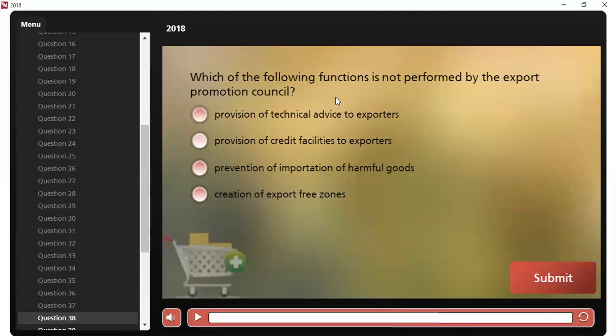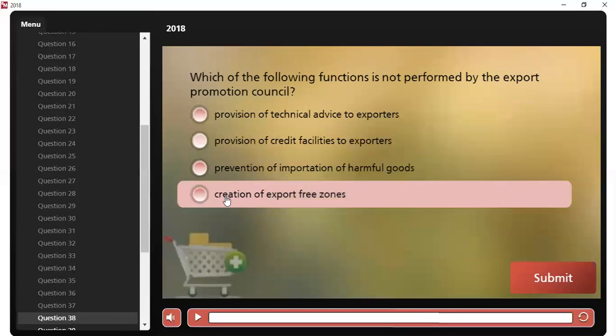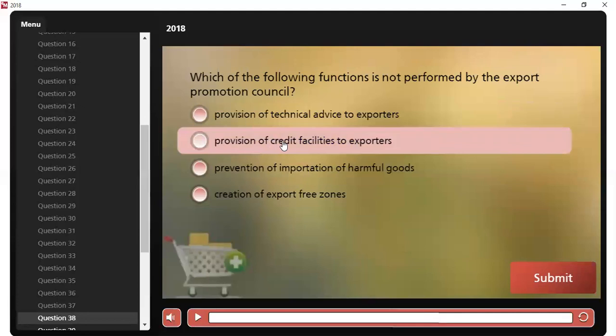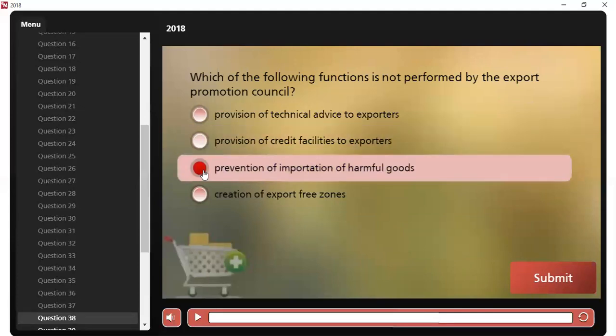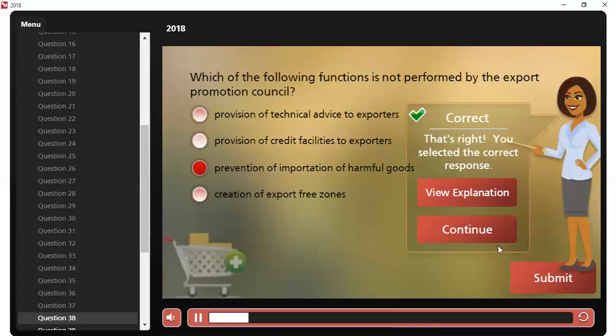Question 38. Which of the following functions is not performed by the Export Promotion Council? Provision of technical advice to exporters, provision of credit facilities to exporters, prevention of importation of harmful goods, creation of export-free zones. Among these, the only function not performed by the Export Promotion Council is prevention of importation of harmful goods.